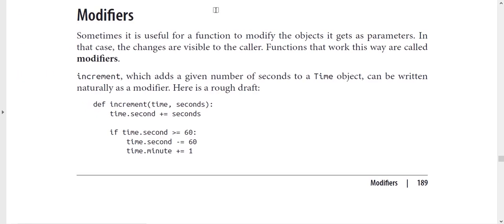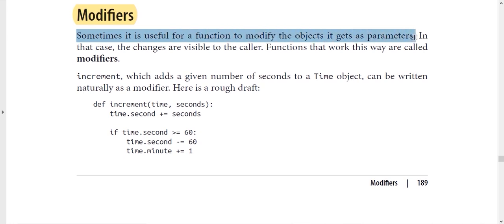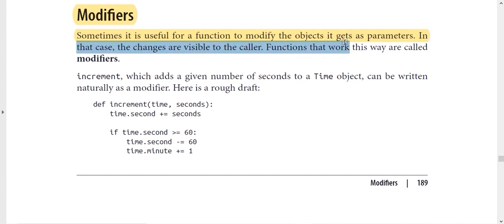After pure functions, let us move on to the next topic, which is modifiers. So sometimes it is useful for a function to modify the objects it gets as parameters. In that case, the changes are visible to the caller. Functions that work this way are called modifiers. So what are modifiers actually? Modifiers modify the objects they get as parameters. That's why they are known as modifiers.